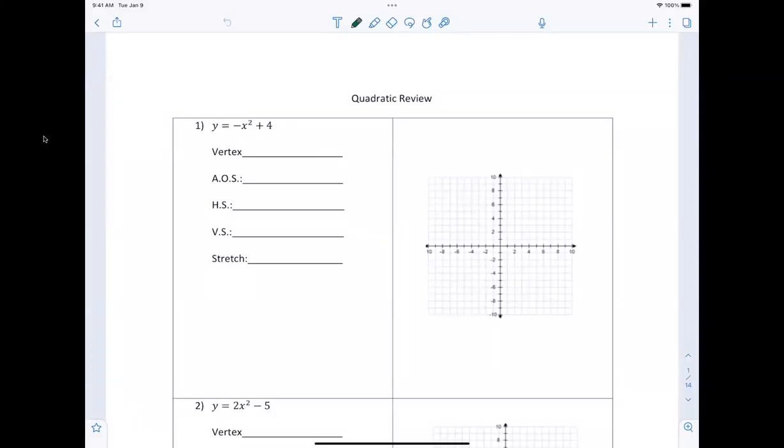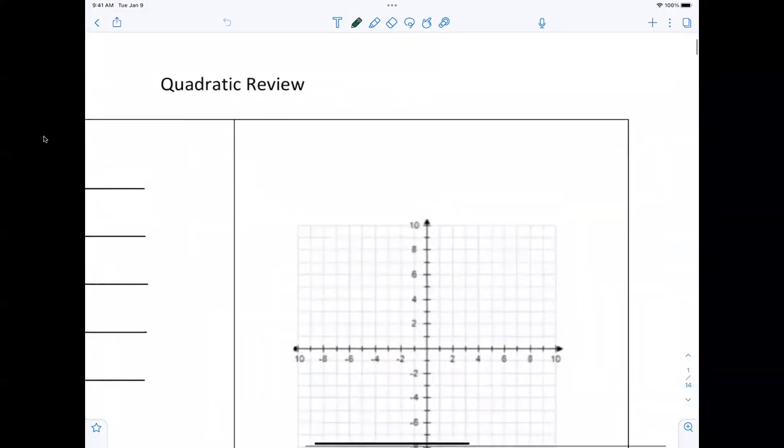Okay, so again, I do understand how difficult this is. So what I'm going to do is I just want everybody to look up. I'm just going to graph y equals x squared. And then if you pay attention, the rest of it will be kind of easy.